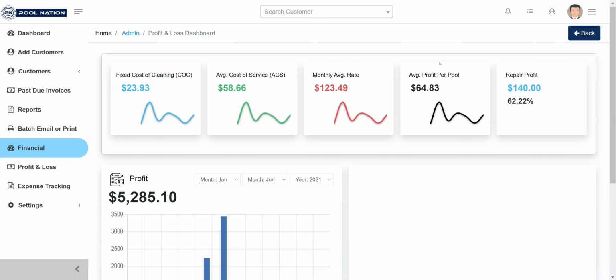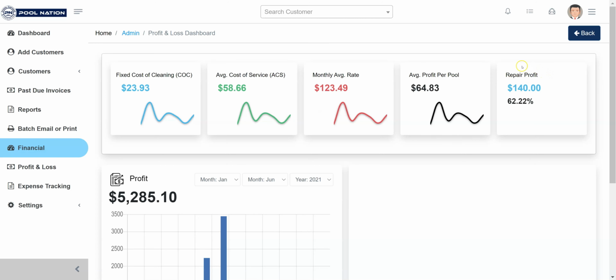If you look at the next metric, that is going to be your profit per pool. It only, again, tracks the profit that's coming from the service side. It doesn't account for repairs. It doesn't account for filters. It doesn't account for any of that. And so if you look here, your average rate is $123.49. So that means out of that $123.49, you get to keep $64.83 for every pool. And it costs you $58.66 to service each one of your pools.